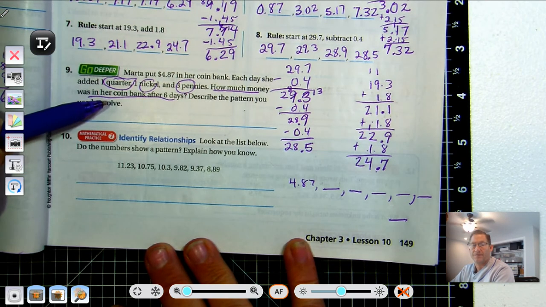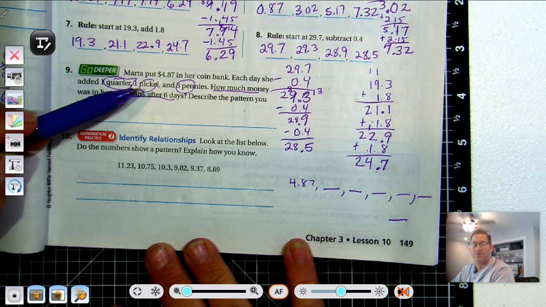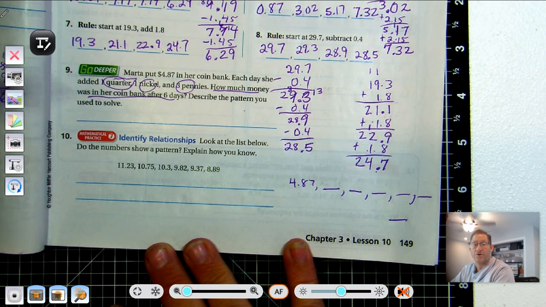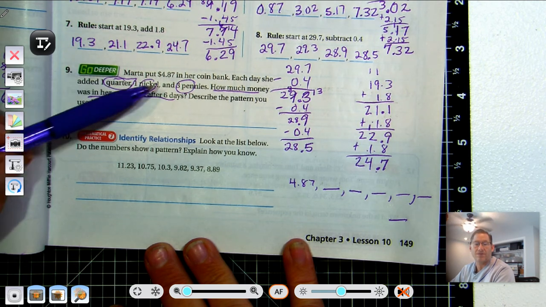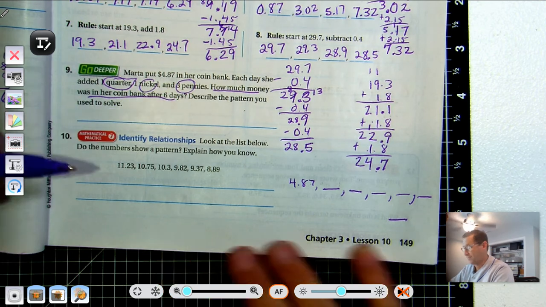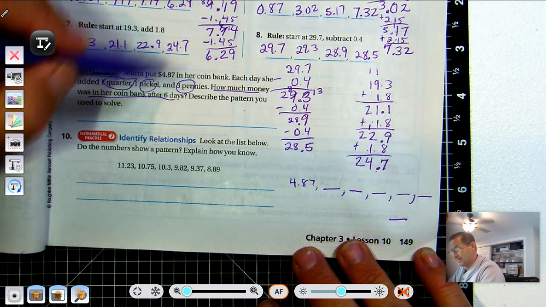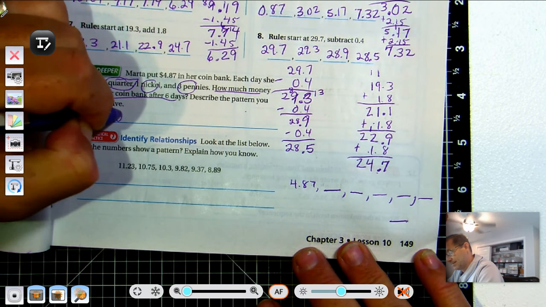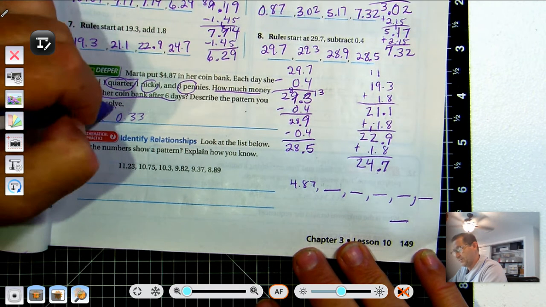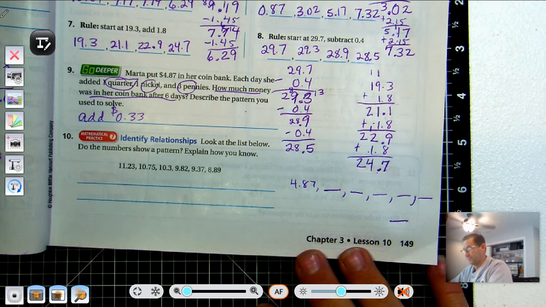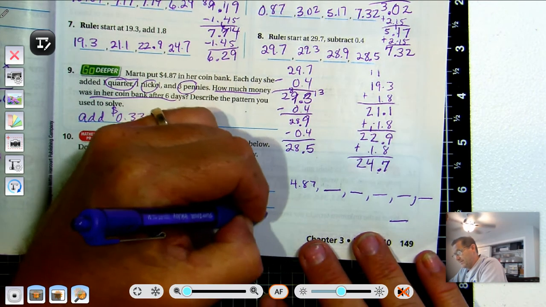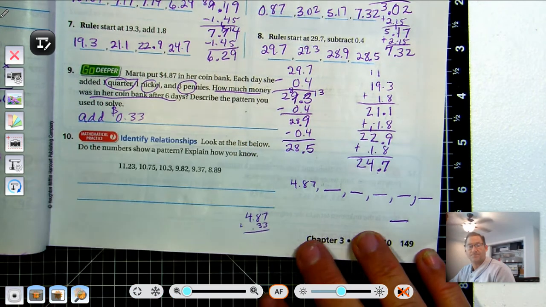Well, a quarter is 25 cents. A nickel is 5 cents. So 25 plus 5 is 30. Plus 3 pennies, which is worth 1 hundredth each. So that's 25 plus 5 plus 3. I'm sorry, 33 cents. 25 plus 5 is 30, plus 3 more is 33. So we're going to be adding 33 hundredths, or 33 cents. So 4.87 plus 33 hundredths.